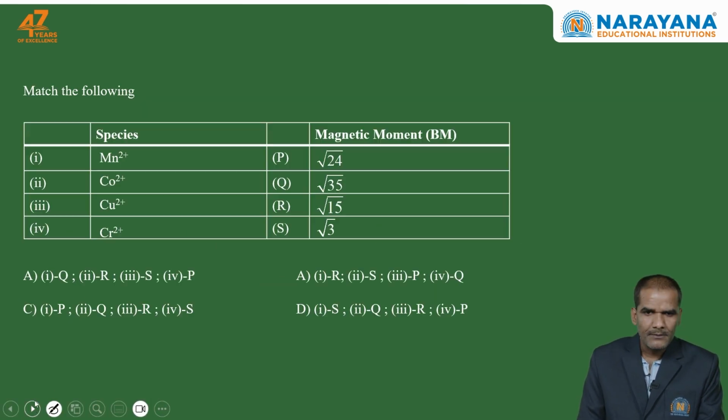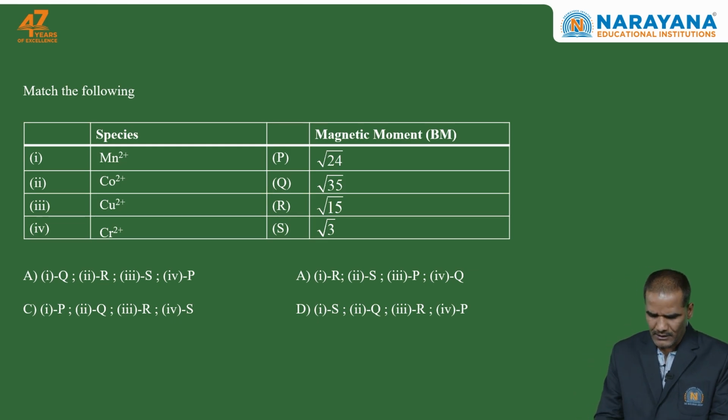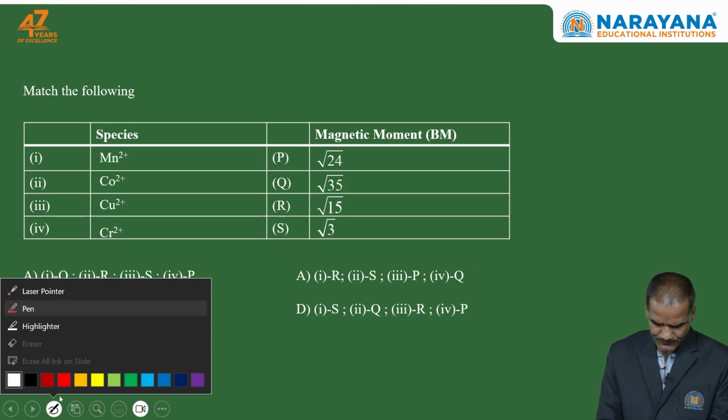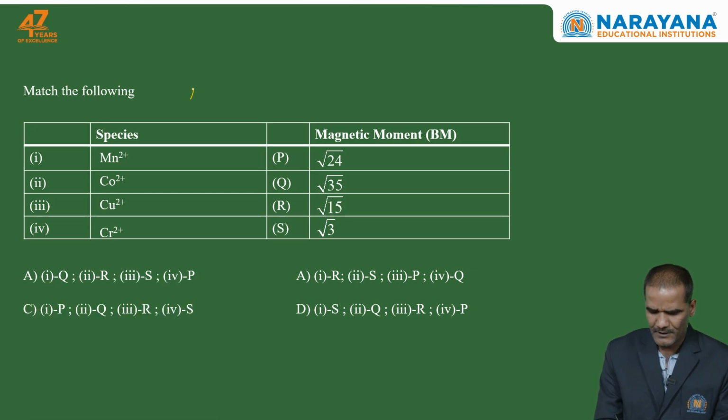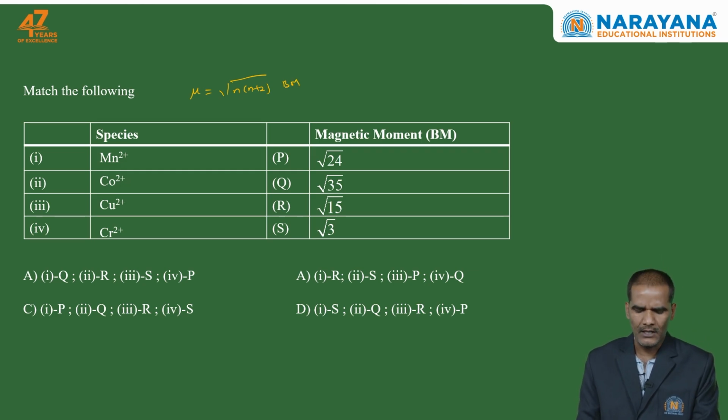Likewise we will see some other question, and this is a question from d-block elements. They gave the metal ions, and we have to identify the corresponding magnetic moments in terms of Bohr magnetons. The formula for the spin only magnetic moment is mu equals root over n into n plus 2 Bohr magnetons, where n is the number of unpaired electrons. So we have to identify the number of unpaired electrons in each metal ion in the given column 1.